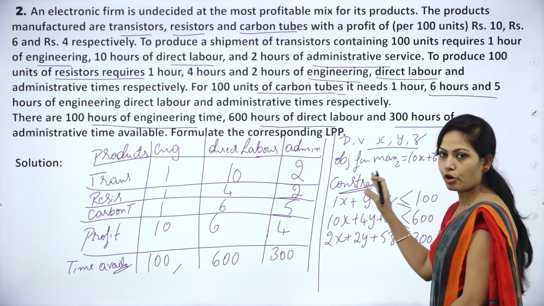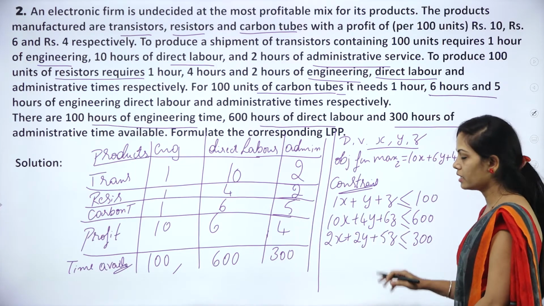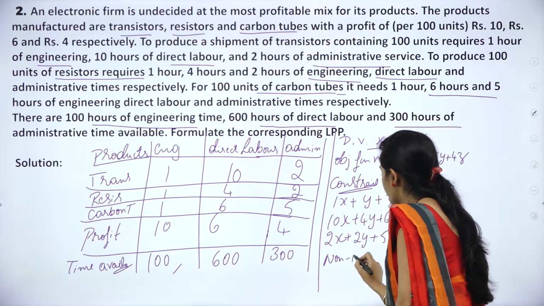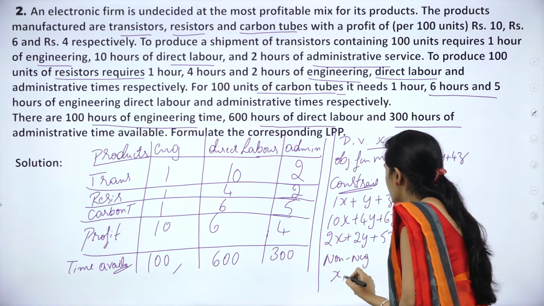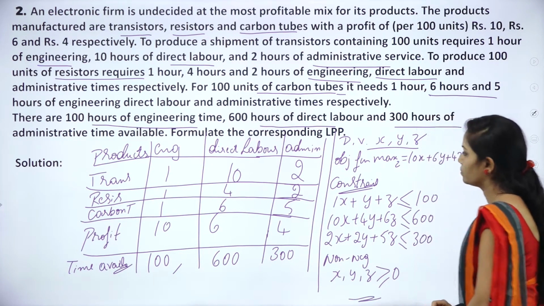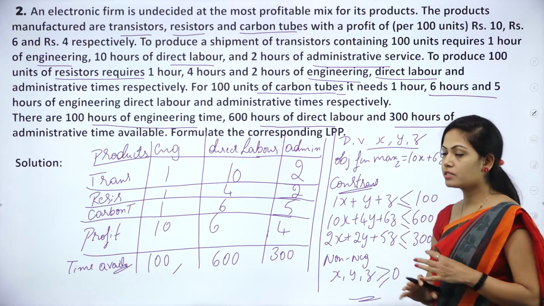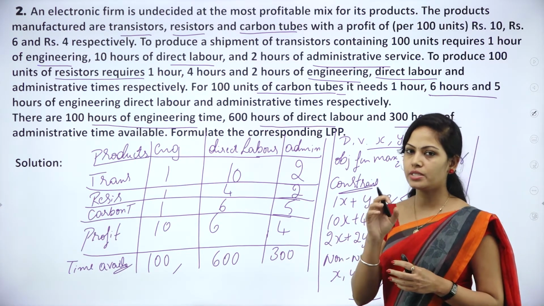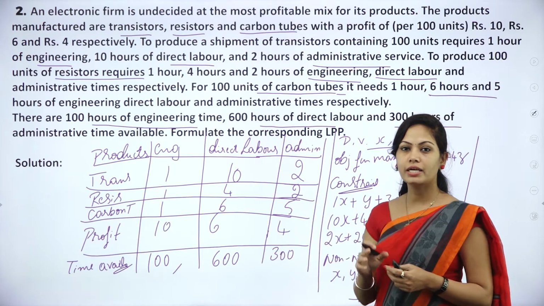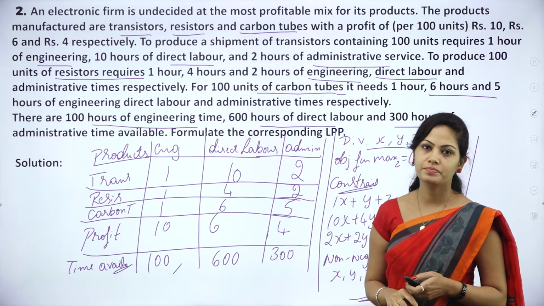So we got the objective function equal to 10x plus 6y plus 4z, and we got the constraints. The non-negativity constraint is x, y, z greater than or equal to 0. So this is your LP model. My dear students, this is a very simple concept. The question is very big, but the answer is very small. So easily you can construct an LP model using real-time situations.